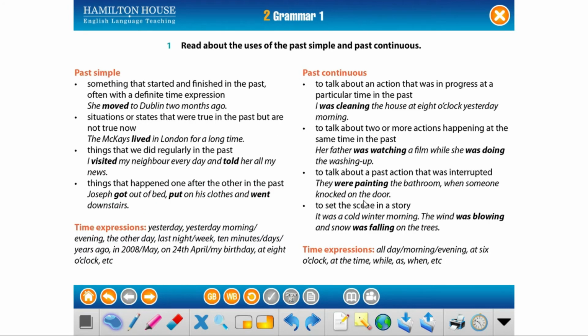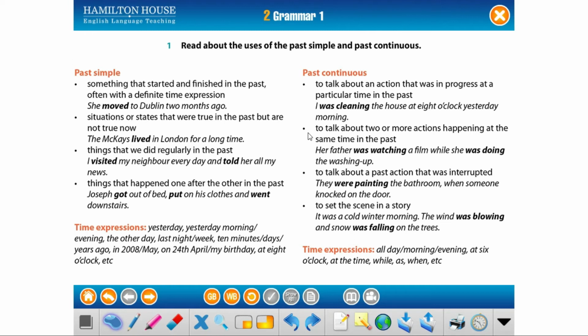Remember that the uses for the past continuous are very easy and very simple also. The most common use is to talk about an action that was in progress at a particular time in the past. Like this example: I was cleaning the house at 8 o'clock yesterday morning. If you ask me, what were you doing yesterday at 8 o'clock in the morning? I must tell you, I was cleaning the house. Because I'm giving you a specific time in the past, at 8 o'clock yesterday morning. This is the action that was in progress at this time.